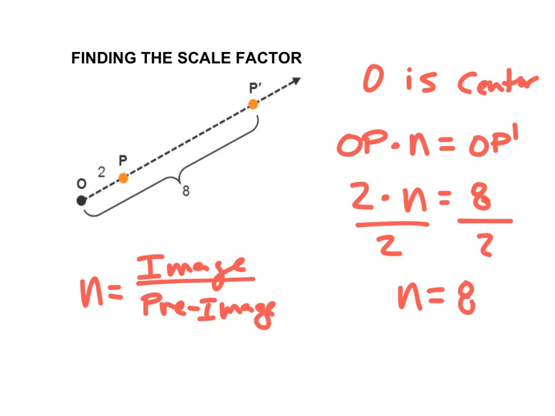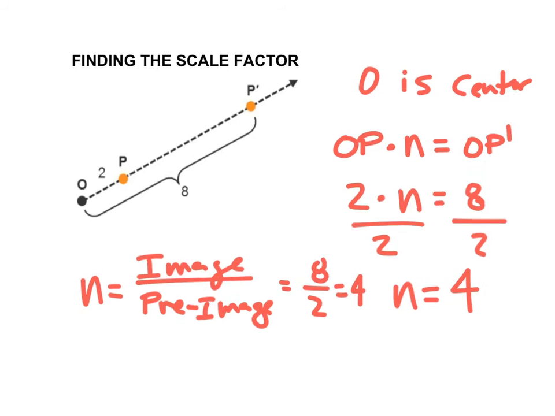But my image, the result of me dilating this, is a length of 8, okay? And we're going to divide it by our pre-image, which is 2. Whoops, this should give us a scale factor of 4, not 8. I don't know what I'm doing. Okay, so scale factor is 4, sorry. 8 over 2 gives you 4 as well. Okay, so that's the idea on that.